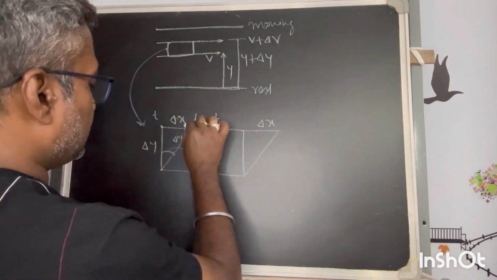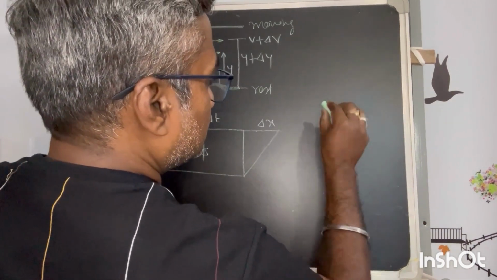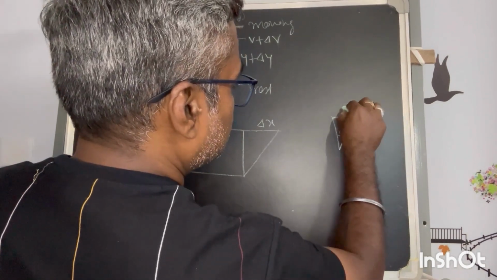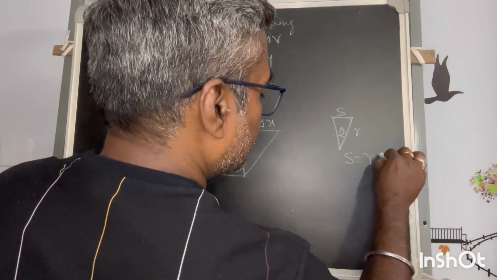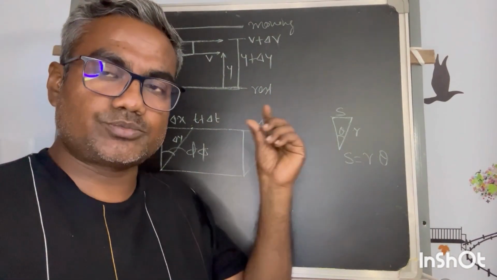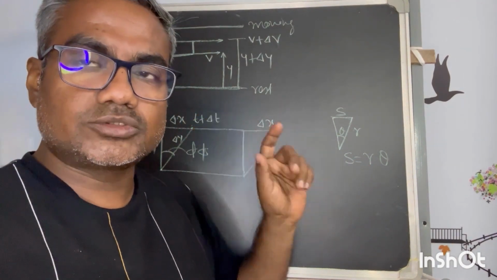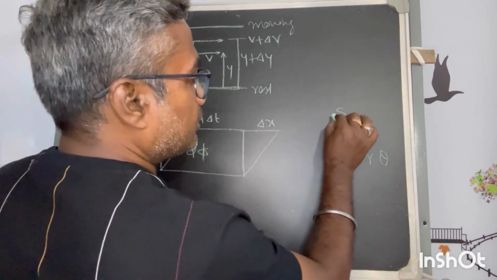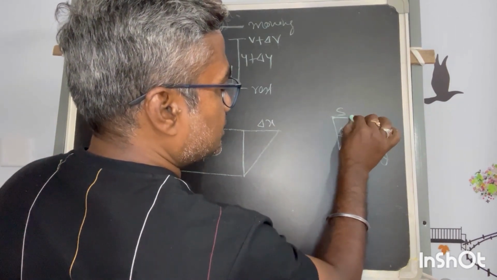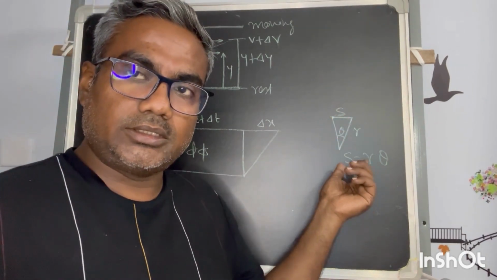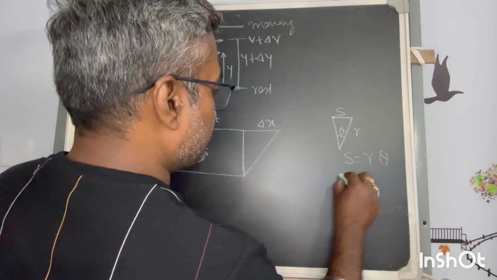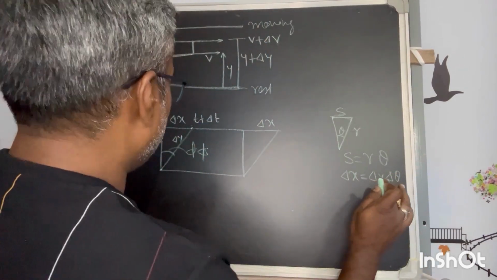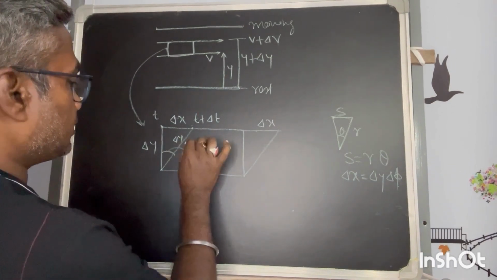So this triangle is almost an arc, but because it is small, we can take it as just a triangle. If this is theta, this is r, this is s, the arc length, we can consider this for a very infinitesimally small segment. S is equal to r theta, which is used for a circular path. If that path is very small, instead of an arc we can take a straight line and eliminate that error in our consideration. So S is equal to r theta, where S is delta x, r is delta y, and theta is the delta phi we have taken.